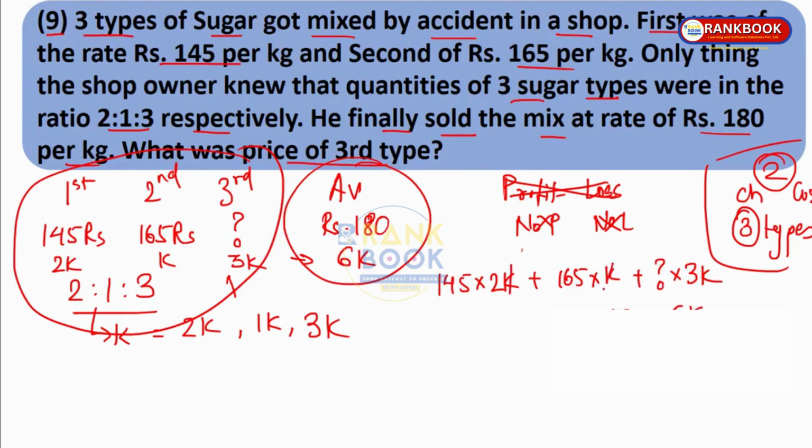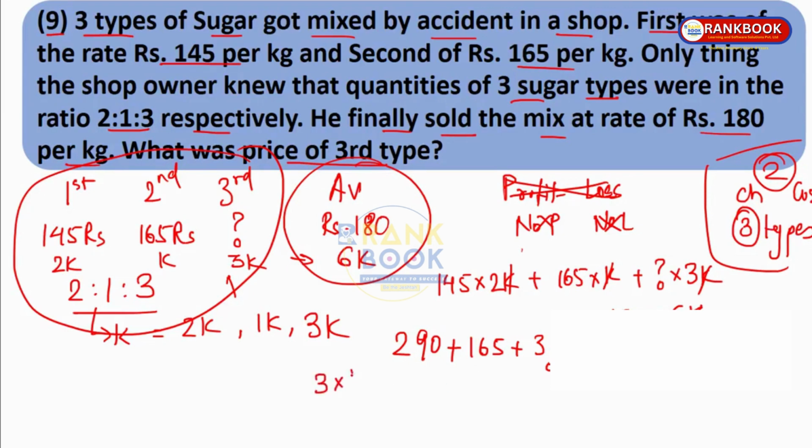Now k gets cancelled everywhere, right? What do we have over here? 145 into 2 is 290, plus 165, plus 3 into question mark would be equal to 180 into 6. 180 into 5 is 900. 180 plus 900 is 1080. So we will have 1080 over here.